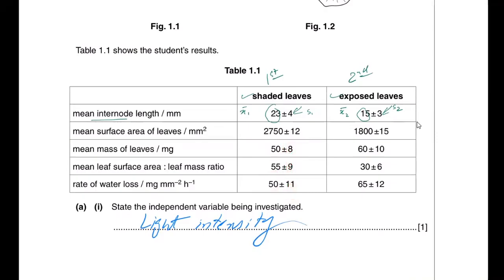State the independent variable being investigated. Now, the independent variable we know is the cause. So what's the cause here? The cause is light intensity, because the exposed leaf will have a different light intensity and the shade leaf will have a different light intensity.